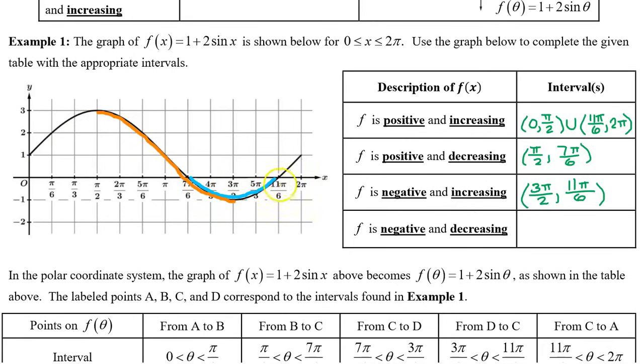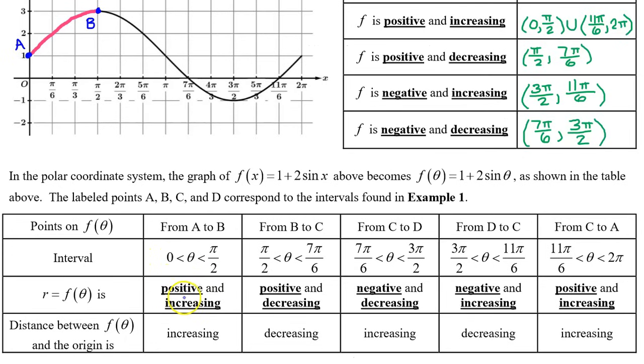The blue part of the graph still shows where f is negative, but now the orange part shows where f is decreasing. See how it's falling from here to here? We can see that f is negative and decreasing only from 7 pi over 6 to 3 pi over 2.